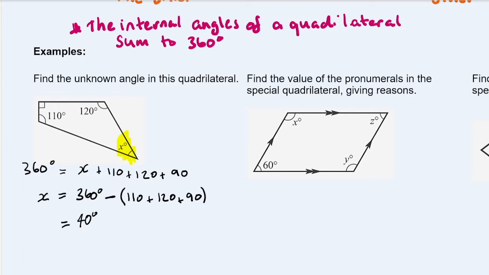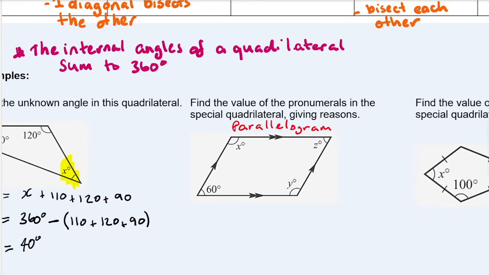Okay. Let's look at the next problem. Same idea. Internal angles of a quadrilateral will sum to 360 degrees. Now in this special quadrilateral, it is a parallelogram. Parallelograms have a special angle property. Parallelograms have opposite angles equal.